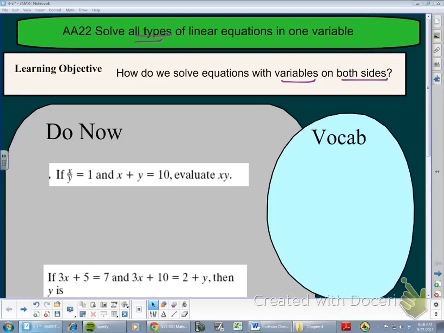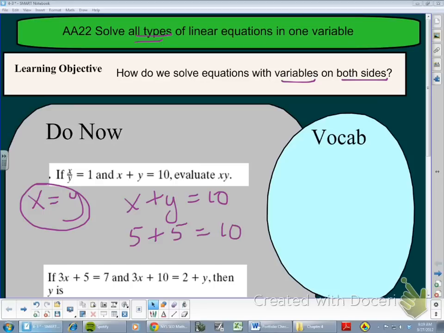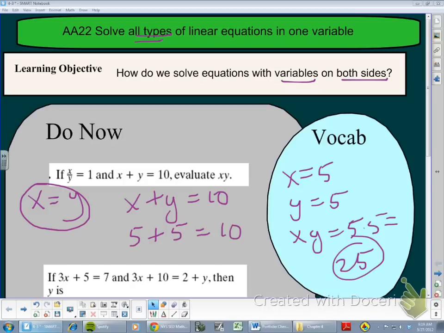If x over y is equal to 1, what do we know about x and y? You may not have done it this way, but this is the way that I think about it. If x over y is 1, then we know that x is equal to y, because that's the only time that would happen. And if we know that they add together to get 10, then we know they must be 5 and 5. Those are the only two numbers that are the same number that add to 10. So if x is 5 and y is 5, then their product xy must be 5 times 5, which is 25.